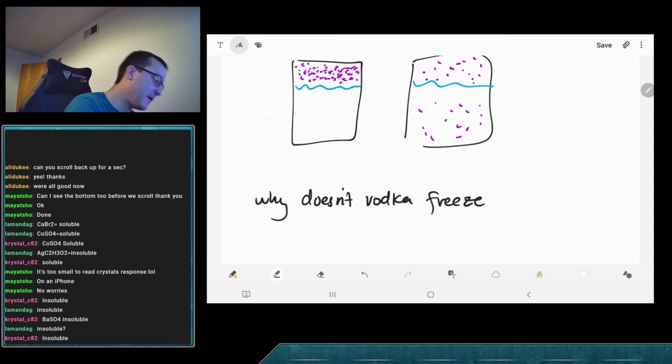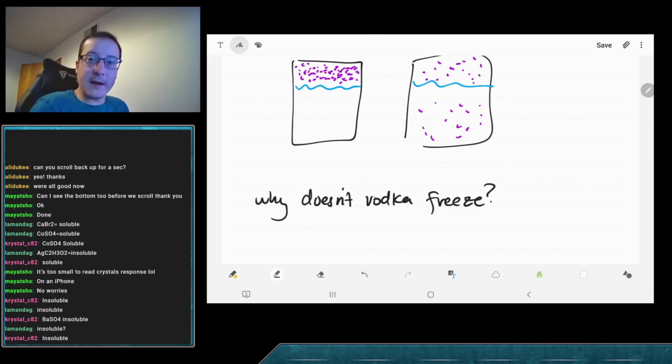Let's look at this question. Why doesn't vodka freeze? Good question. This is something that we can observe. You take vodka, which is mostly water, throw it into the freezer, which is at roughly negative 20-ish degrees, give or take, but it doesn't freeze.